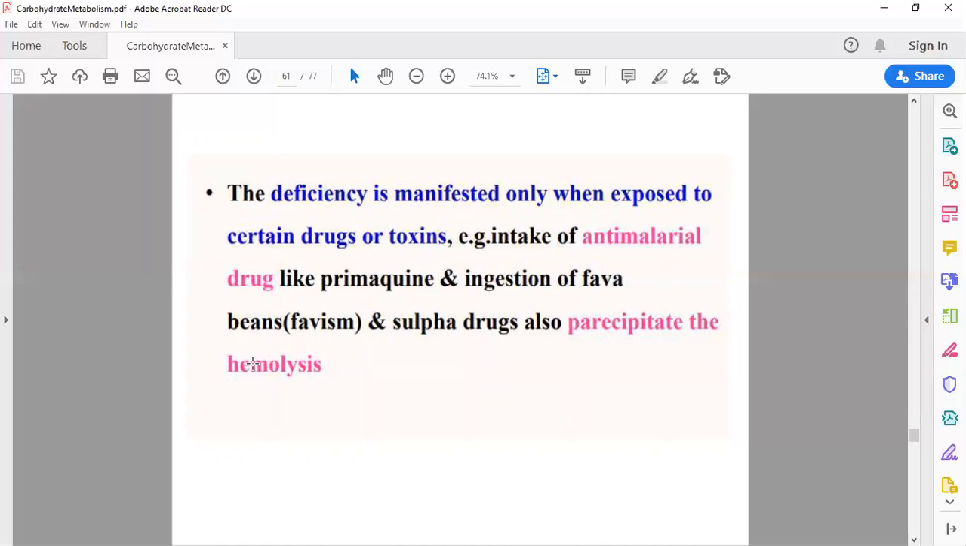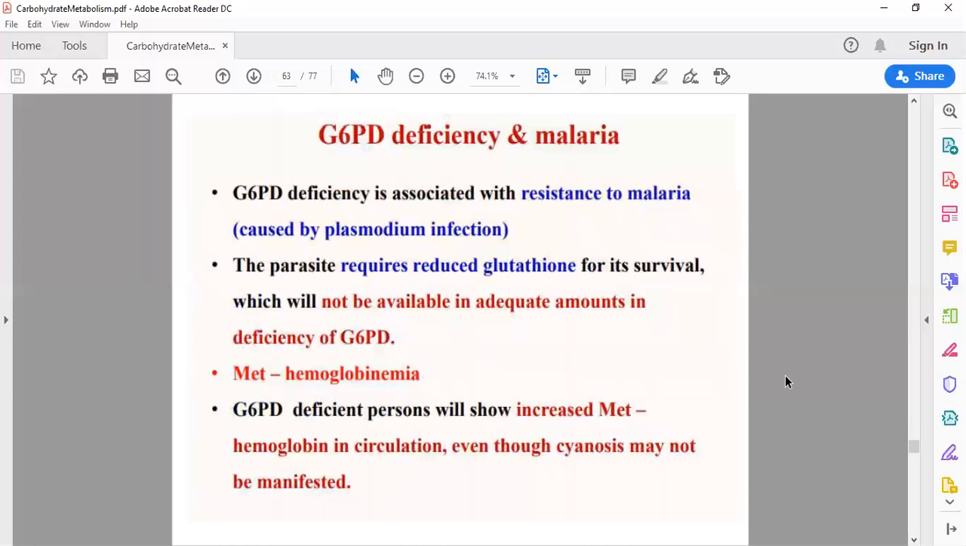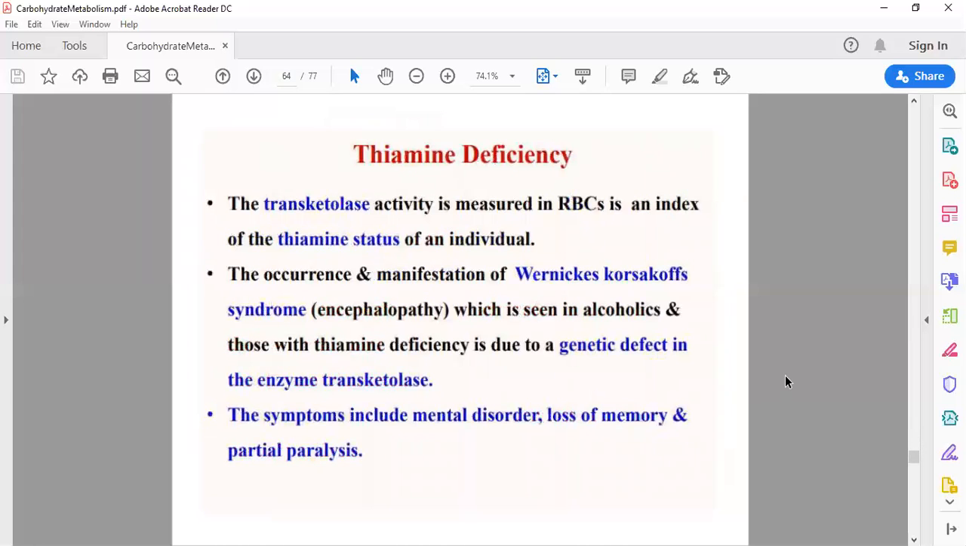So how is it diagnosed? The biochemical diagnosis can be done by detecting the reduced activity of G6PD in RBC. The management of G6PD deficiency includes avoiding oxidative stress and symptomatic treatment of hemolysis. So that was related to glucose 6 phosphate dehydrogenase deficiency. This part we have discussed.